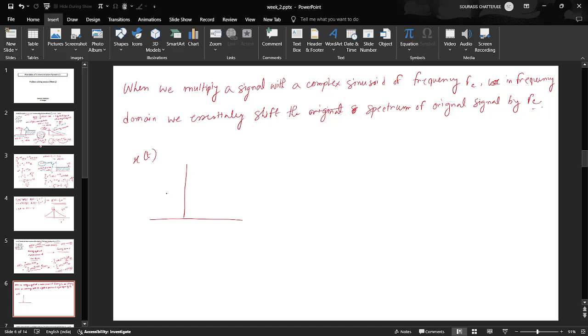So if we want to see it in a geometric way, let's consider this is your x(t). I'm just drawing some hypothetical kind of figures. They need not be exactly true. So this is maybe your time domain signal, a pulse kind of thing. So in frequency domain, what you are having is this. This is your frequency domain representation. This is x(t) and this is X(f).